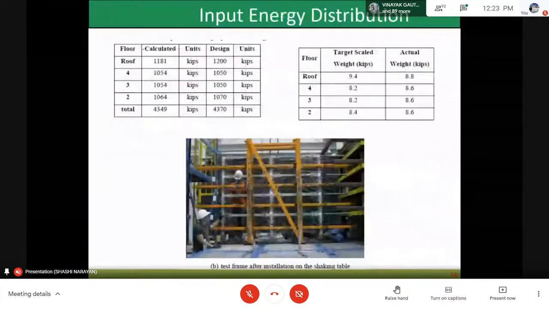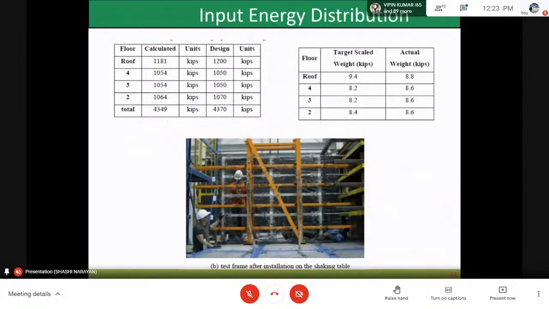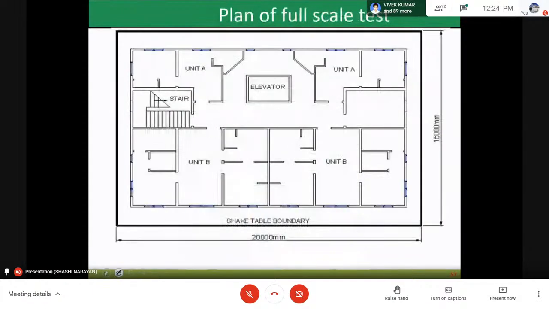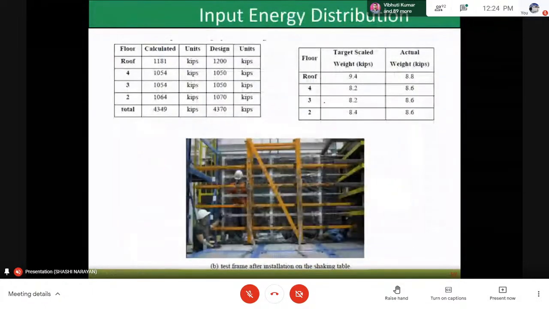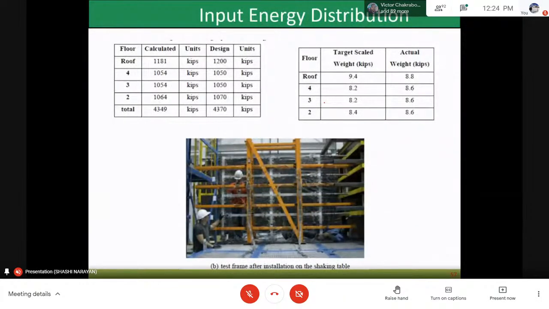You need to match the scaled weight also, and in that case you need to add extra weights, and then you do an analysis. When you do the analysis, you get the results. Whatever results we have over here, we can use in the normal models, and we can predict the behavior of the normal structure instead of the scaled model as well. So this is one way of determining the behavior of the structure for the earthquake.